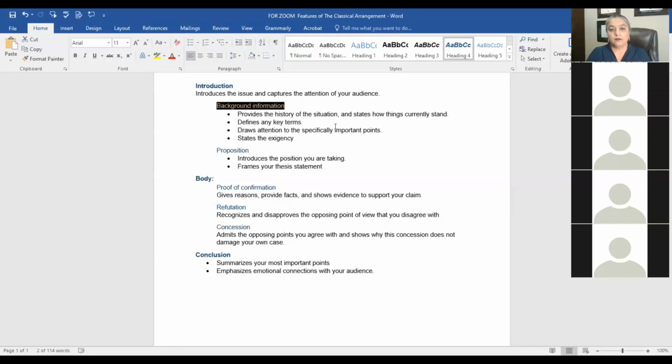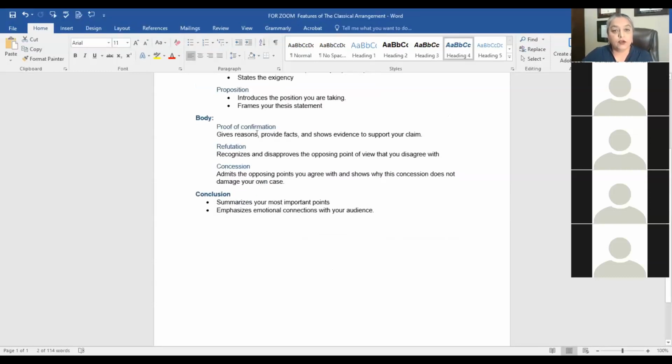Body is where you provide proof of confirmation, refutation, and concession. Break down your points. Each paragraph should have its own topic sentence, and you're trying to prove that point within that paragraph by providing evidence from your sources.